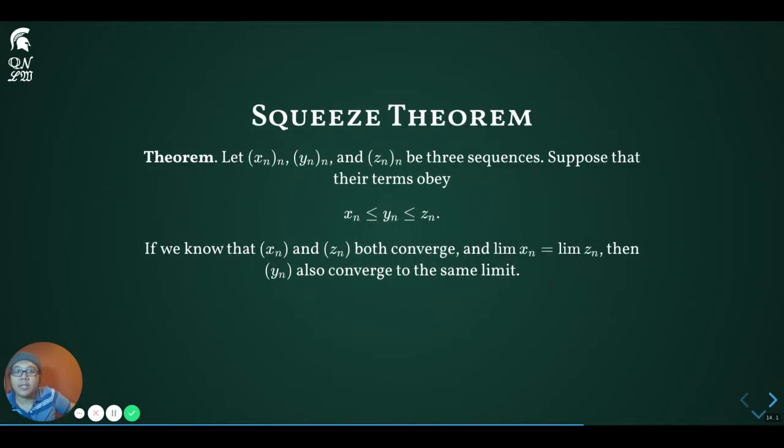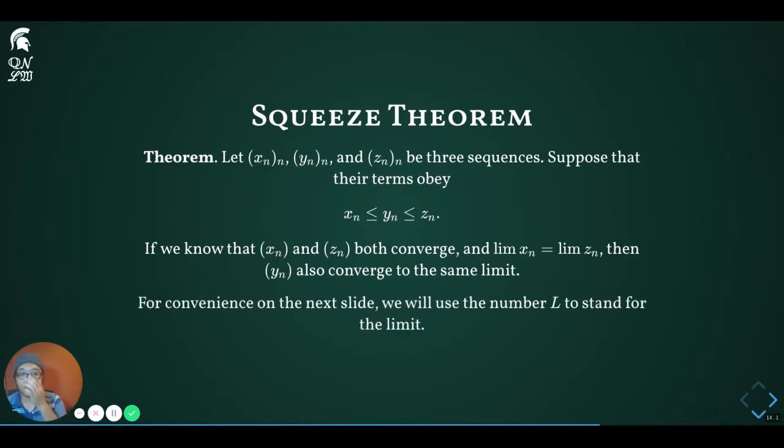The first one of this lecture is the famous squeeze theorem. Suppose we have three sequences xn, yn, and zn. They are arranged so that term by term, xn is less than or equal to yn, which is less than or equal to zn. If we know that xn and zn, the smallest and the largest of the three, both converge to the same limit, then we can conclude that yn should converge and share the limit. For convenience in notation, when giving the proof in the next slide, we will use capital L to denote the known limit of xn and zn, and also the putative limit of yn.